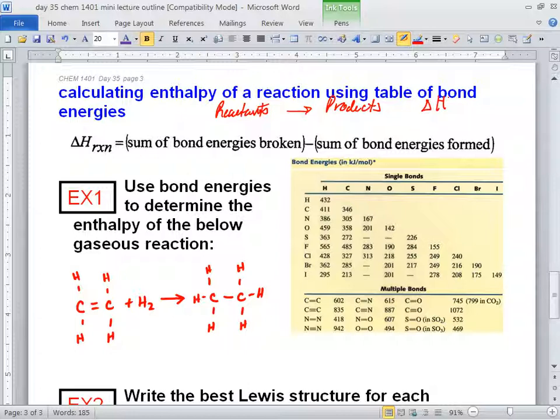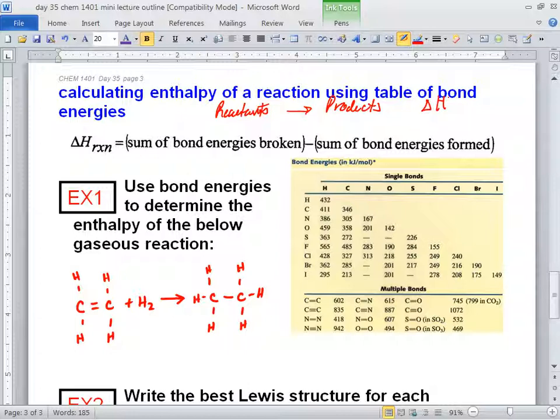So here's another way. What you do is have a nice table like this. You can't do it without this table. What you do is you find all the bonds that you're going to break for this reaction to proceed. Identify all the bonds you're going to break and find them in this table. Add them all up. That's what the sum is. The sum of the bond energies broken. Okay. And then you identify all the bonds that you're going to form. Find them in this table. Add up all of theirs. Right? And then subtract those two sums, and you'll have an answer.